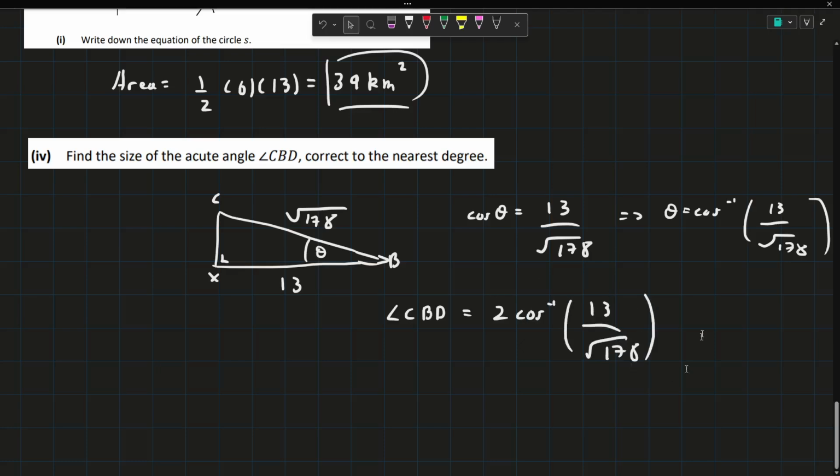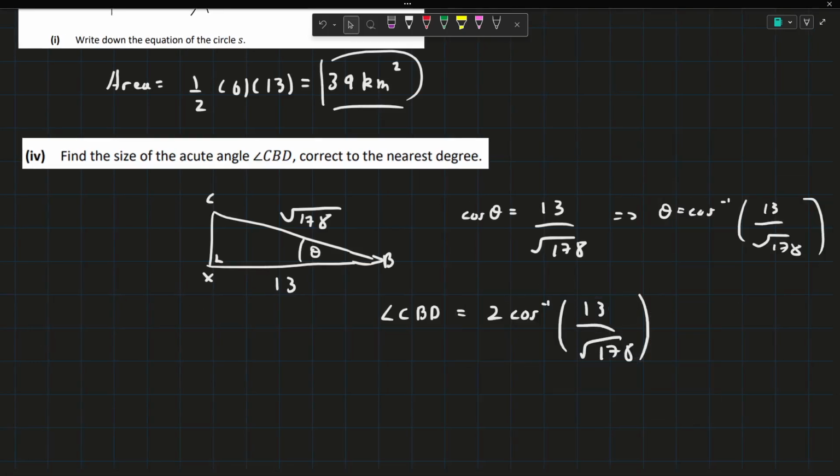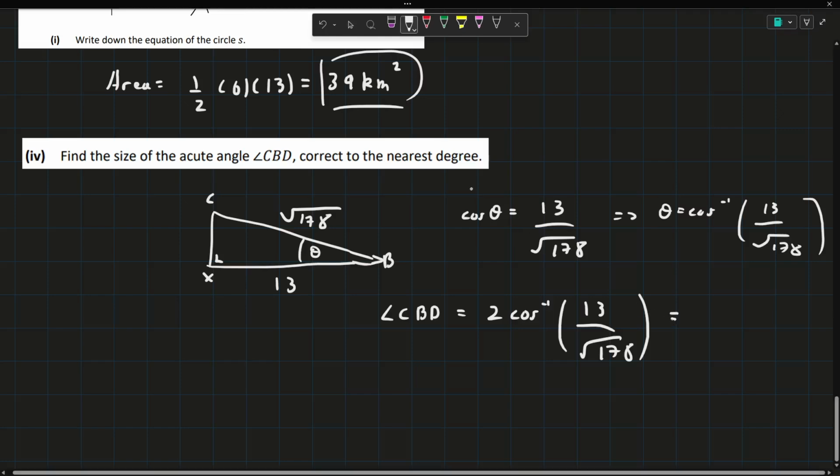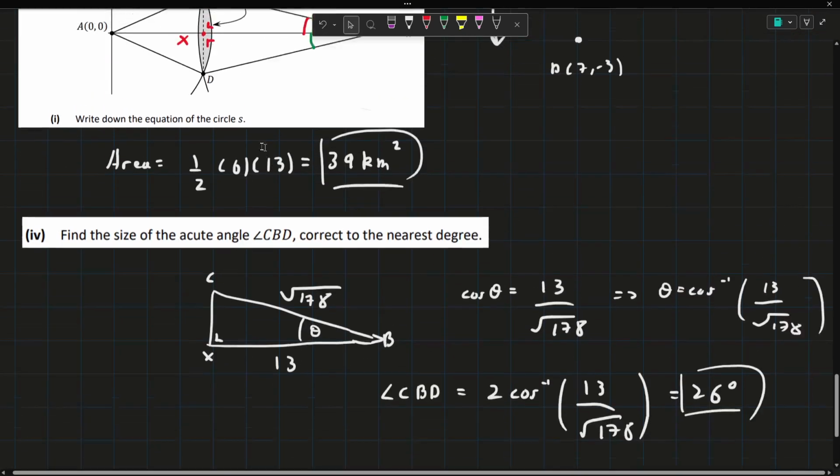I haven't given this as a decimal yet, because for accuracy I'm going to double it first and then give my final answer. It doesn't really matter too much, that's just why I'm doing that. When you put that into your calculator, you get 25.989, so that rounds off to 26 degrees, because we're told the nearest degree. Then we're told the area of the sector ADC and the area of the triangle ADC, and we're told to find the shaded region on the diagram.